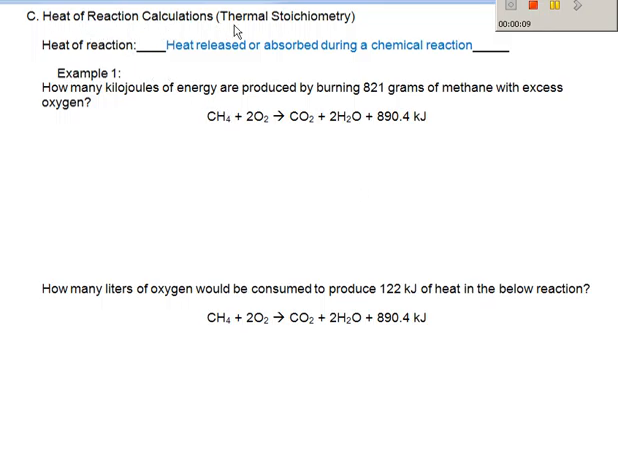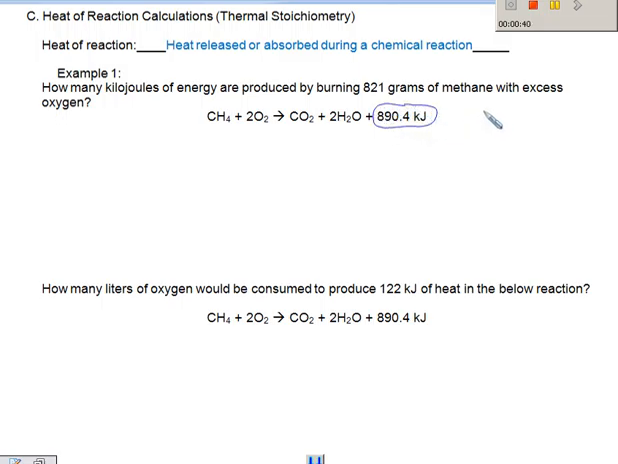So once again, heat of reaction is the heat released or absorbed during a chemical reaction. And we're going to look at this reaction right here, and we're going to calculate how many kilojoules of energy are produced by burning 821 grams of methane with excess oxygen. So let's take a look at this right here and how we should interpret it.